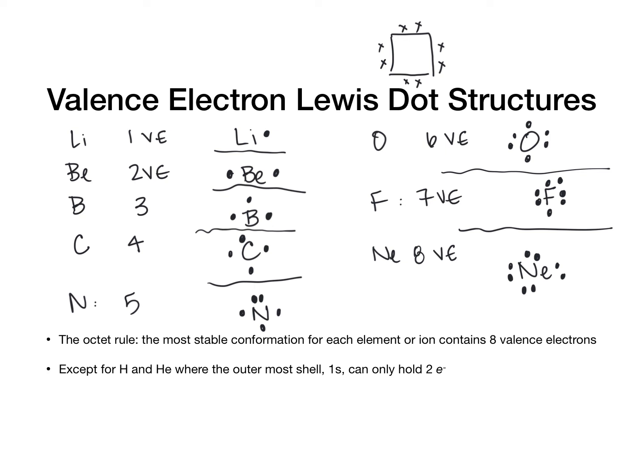The octet rule is when there are 8 valence electrons around any element. As we start to look at bonds in depth, what we'll see is that these 8 electrons can be owned or shared between different compounds. So 8 is octet, and octet will be the goal, except for hydrogen and helium, where the outermost shell 1s can only have 2 electrons. So their version of quote unquote octet, or duet, only contains 2 electrons. In the upcoming videos, we'll look at how to combine these in order to make bonds.